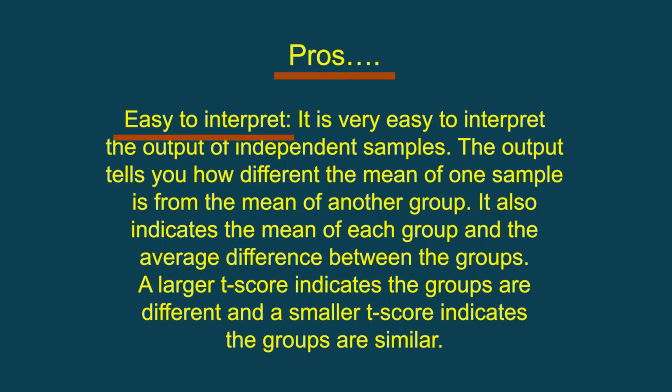T-test is also easy to interpret because here the output tells us how different the means of the two groups are and also the mean of each group and the average difference between the groups. A larger t-score indicates that the groups are different and a smaller t-score indicates that the groups are similar. Why is this so? Because in the numerator of the t-statistic, what do we have? x1 bar minus x2 bar. That means the difference of the two sample means.